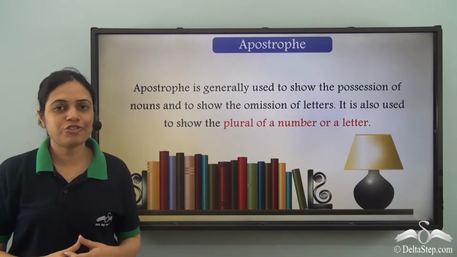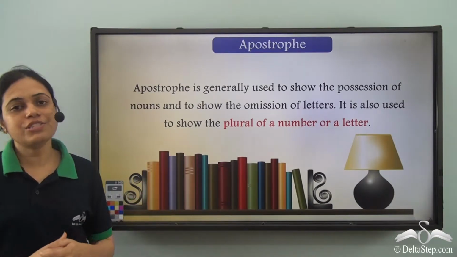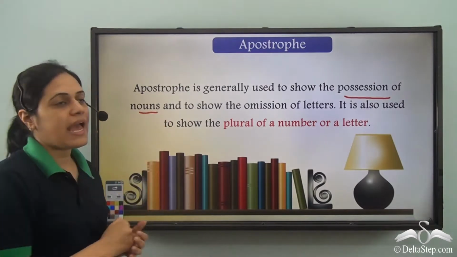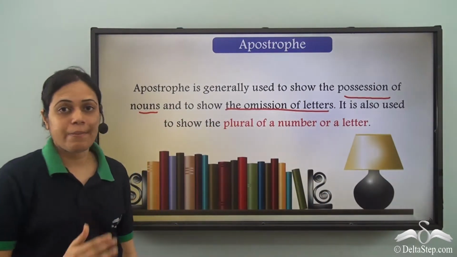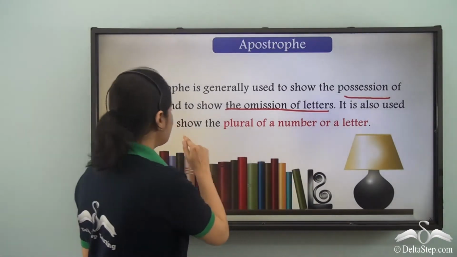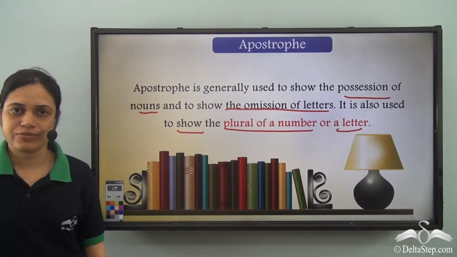We know that apostrophe is a very important punctuation mark. Apostrophe is generally used to show the possession of nouns and to show the omission of letters. But apart from these two uses, it is also used to show the plural of a number or a letter.